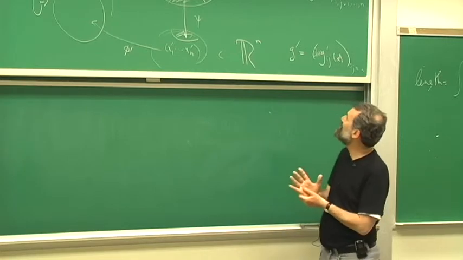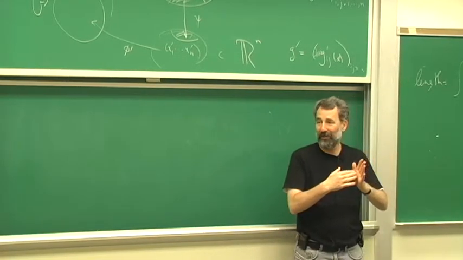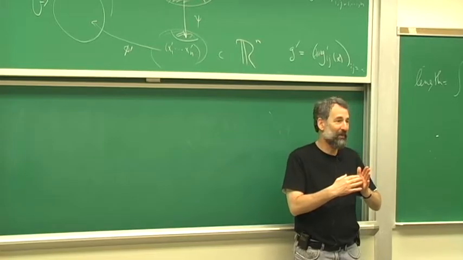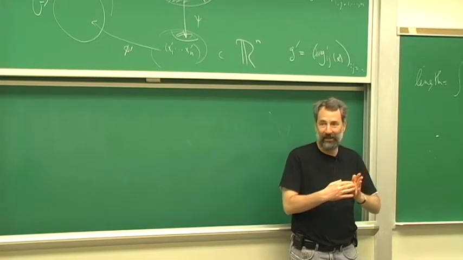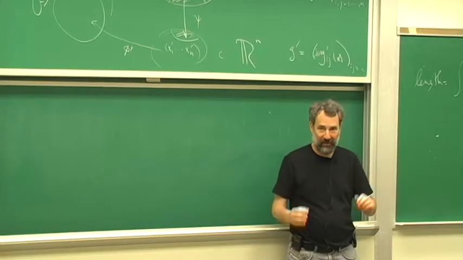If you like, this lambda multiplies inner products, and so two things are perpendicular if the inner product is zero, and I don't care whether you multiply that by lambda or not. So angles don't change, but lengths change. Okay.